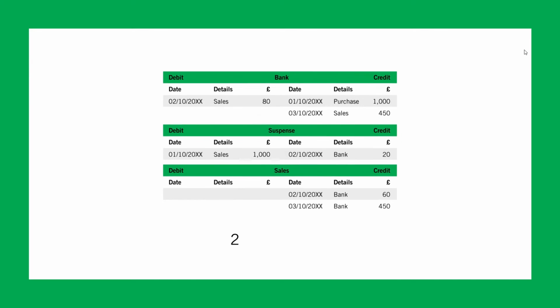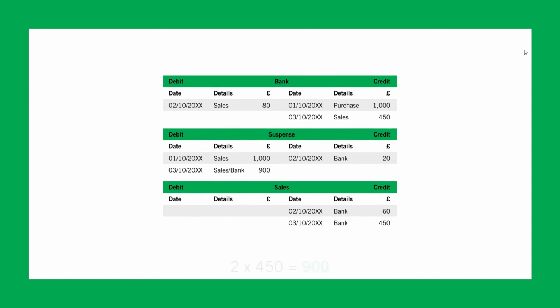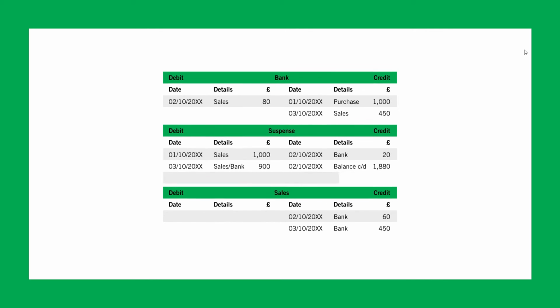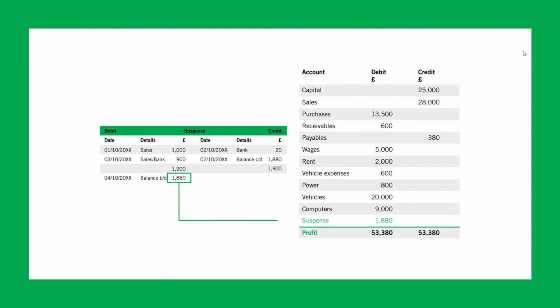Finally, we credited a sale of £450 to both the bank and the sales account, so the suspense account was automatically debited with £900 to match the credit entries that were made. If we now balance off the suspense account created by these errors, we find that we have a suspense account balance that matches the one that was included in our trial balance.